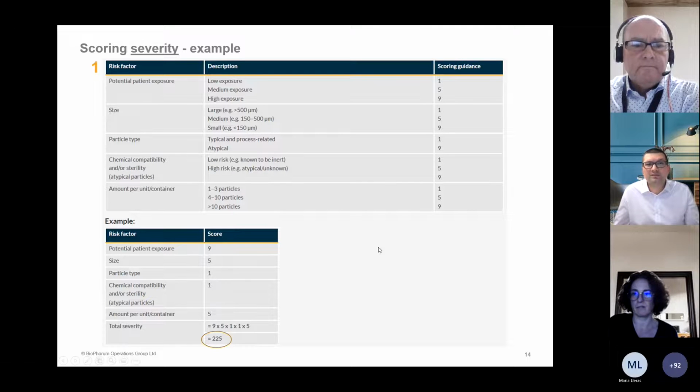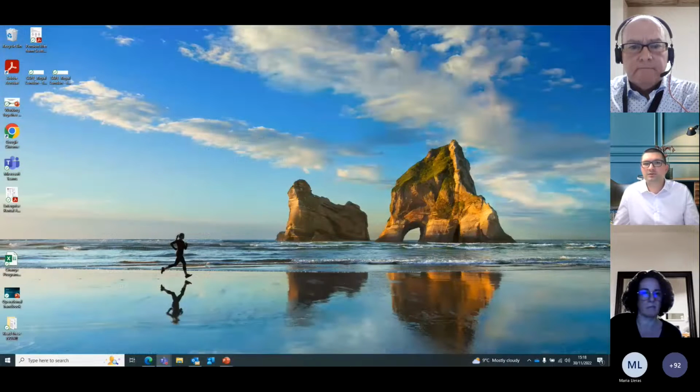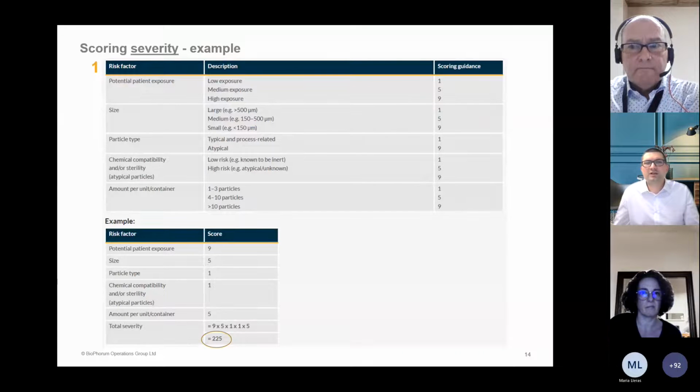We have, for example, the patient exposure with low, medium, and high, as explained. We have, for the sizes of particles, just examples provided. And this is something that we need to calibrate in every company, whether this applies to the product that we have on hand, and whether we can actually use those reference sizes. But generally, the larger the particle, the lower the risk again.